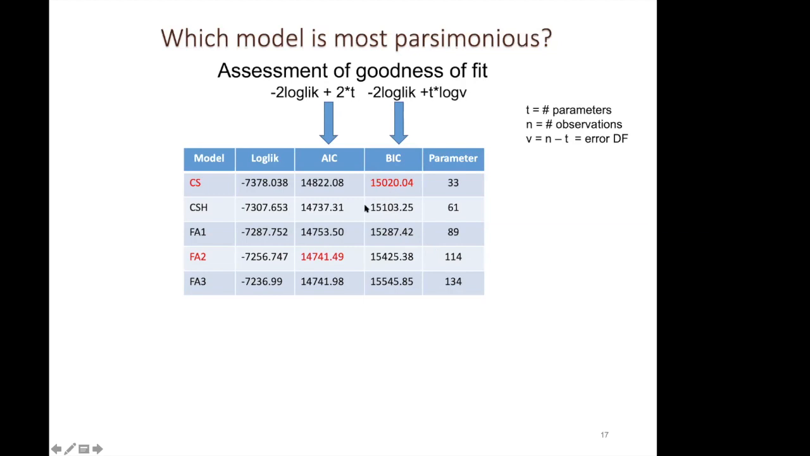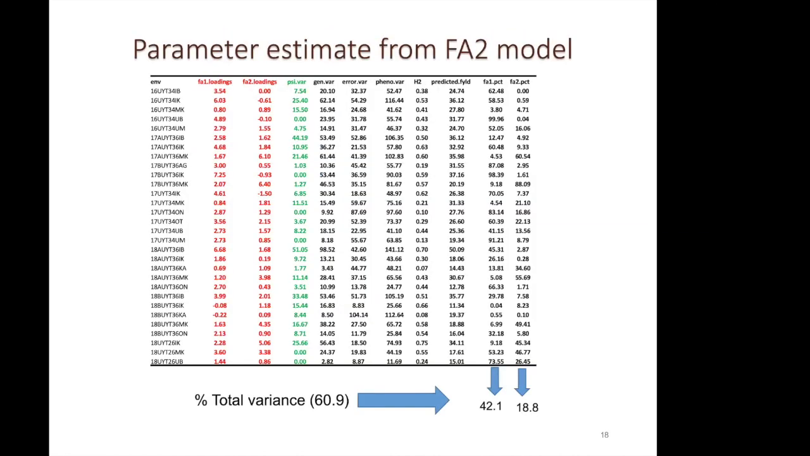A lot of people prefer to use the Akaike information criterion simply because the BIC imposes a heavy penalty on the complex model by identifying a simpler model. So we go for the Akaike information criterion. After identifying a factor analytic model of order 2, what I mean by order 2 is that we have two multiplicative components. This is the result we obtained from the factor analytic model of order 2.